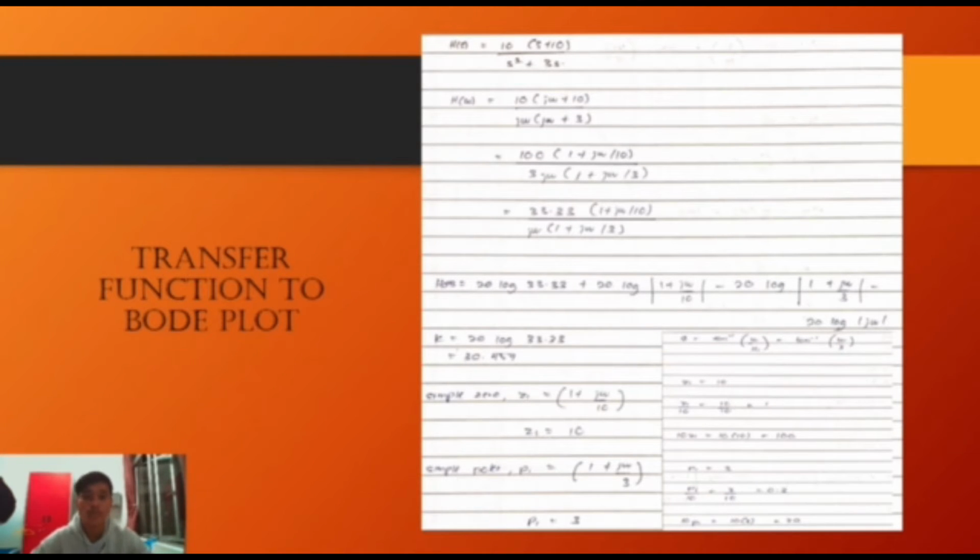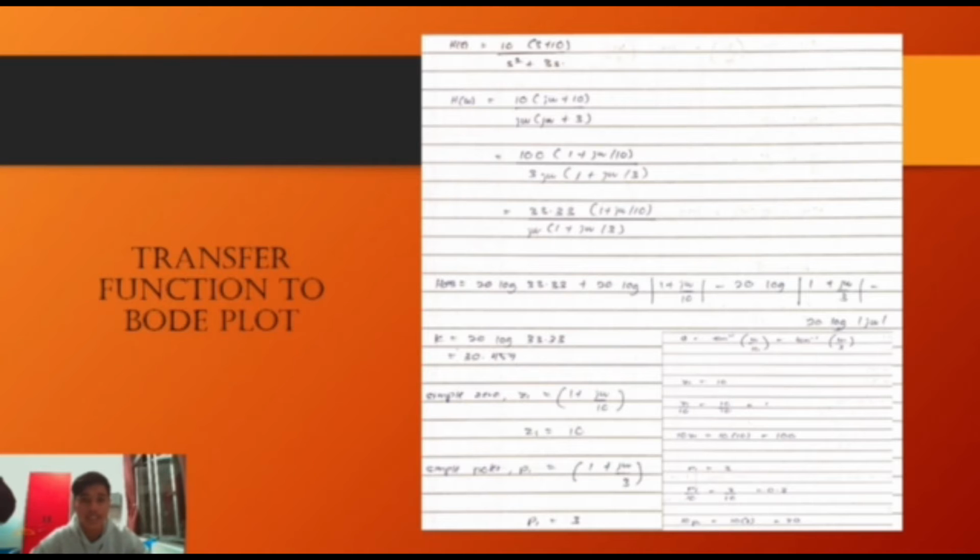So the 10 times 10, we have 100. The 3 we put outside, so we have 100 over 3, and we got 33.33.